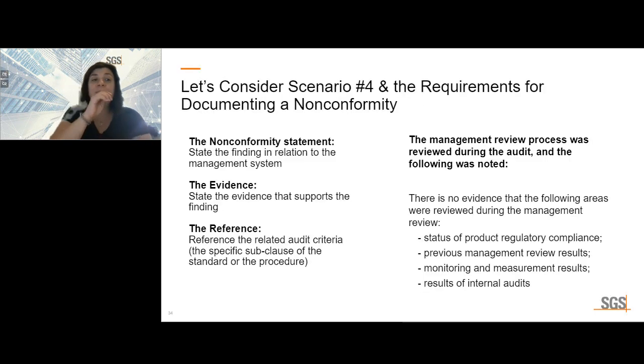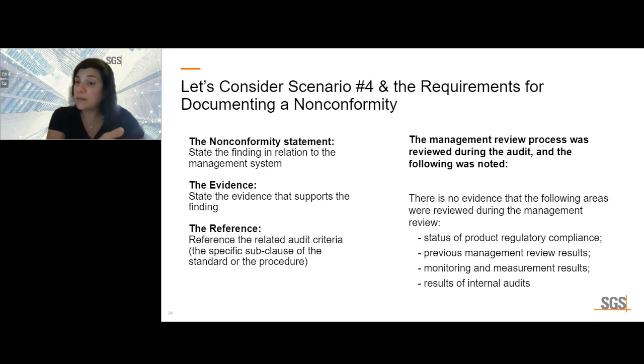So let's consider scenario number 4. Do you remember scenario number 4 with the management review? Originally I mentioned you have the nonconformity statement, which states the finding in relation to the management system. Then you have the evidence, which states the evidence that supports the finding. In this case, we support the finding by saying, we looked at the management review, but there are these areas that are missing. Finally, the reference.